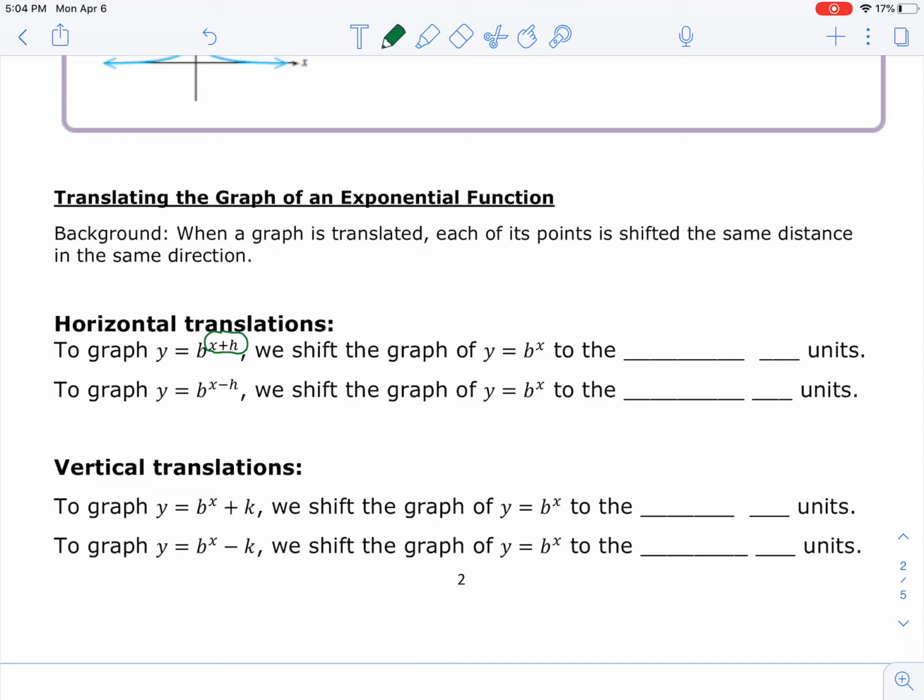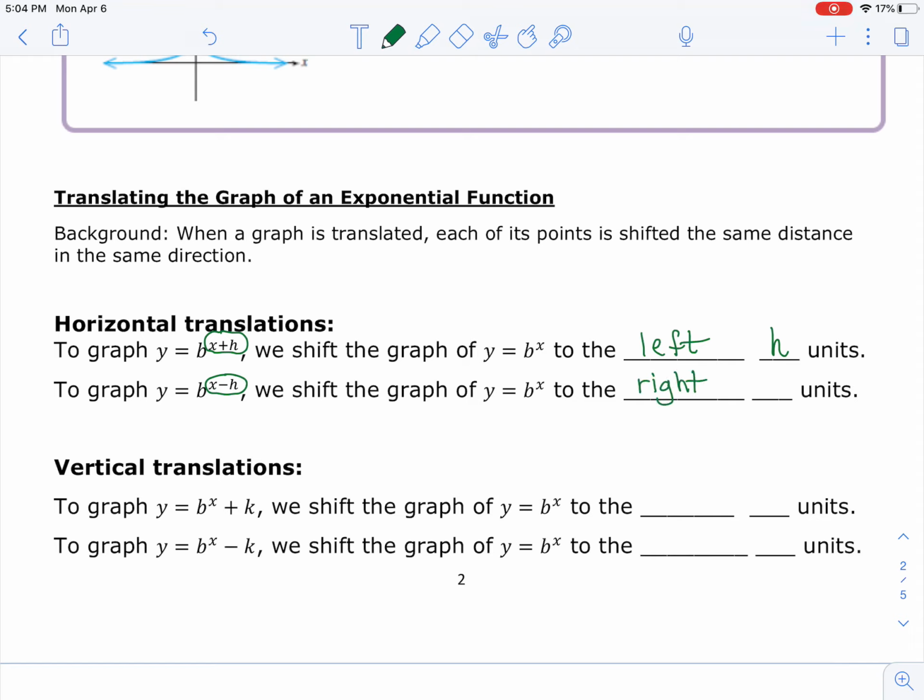Okay, so let's look at some of these transformation rules. We know these rules already. Now, the horizontal translations happen within the exponent. Take a look. If you add a value, x plus h, then we shift the graph y equals b to the x to the left h units. Remember, adding inside actually moves it to the left, right?